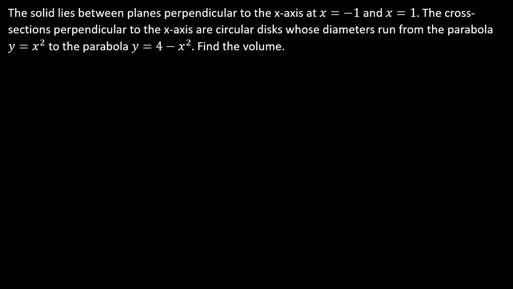Okay, so the first example says the solid lies between planes perpendicular to the x-axis at x equals 1 and x equals -1. The cross sections perpendicular to the x-axis are circular discs whose diameters run from the parabola y equals x squared to the parabola 4 minus x squared. Find the volume.